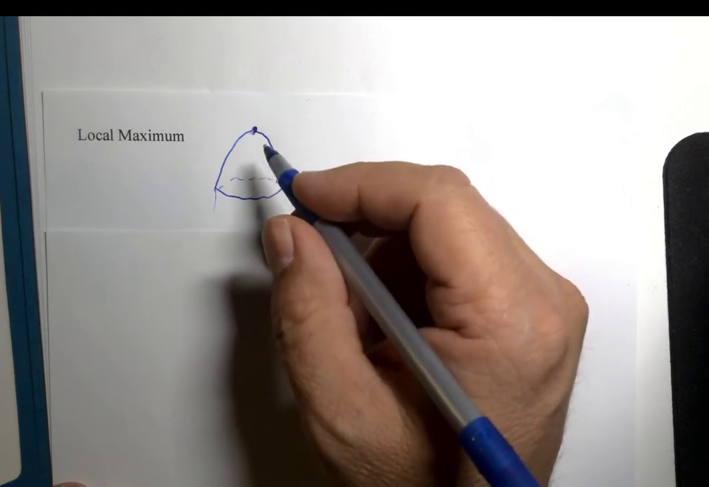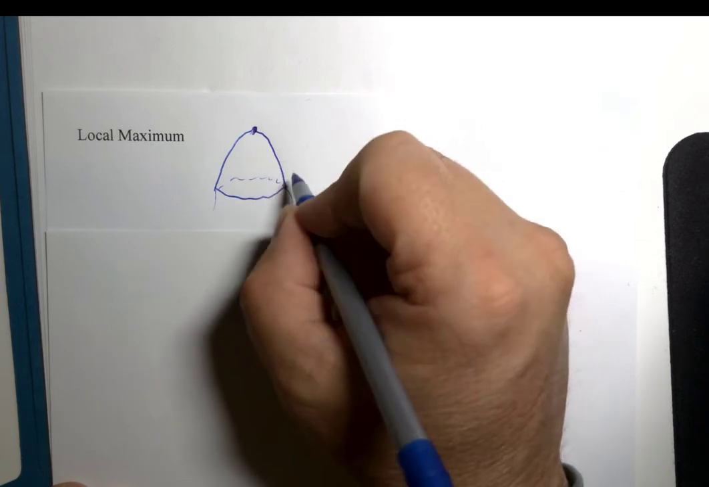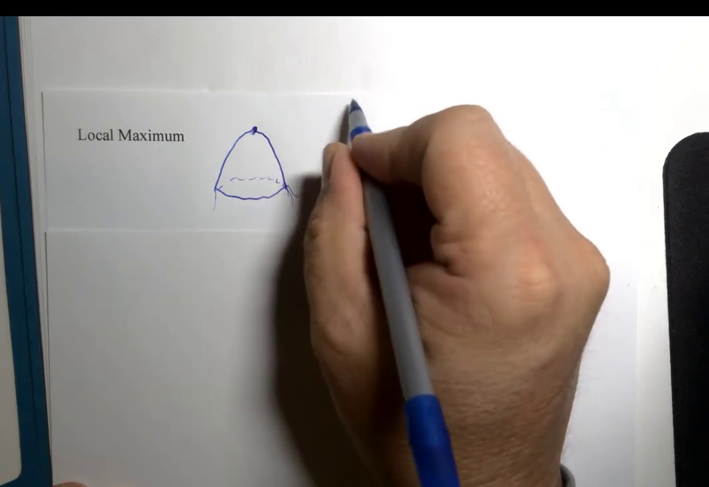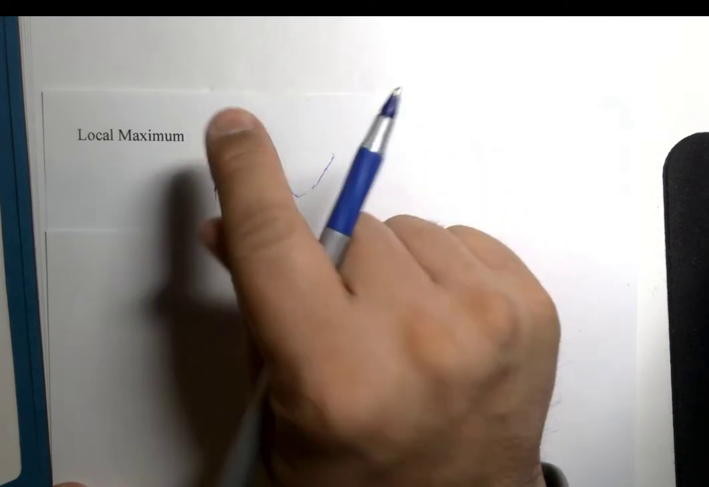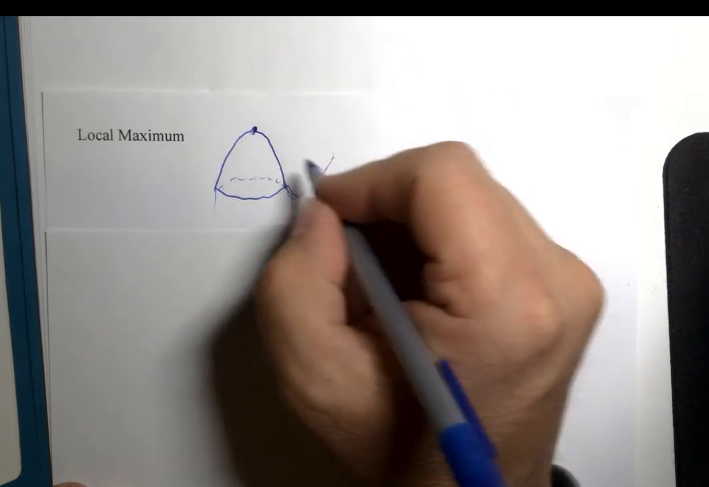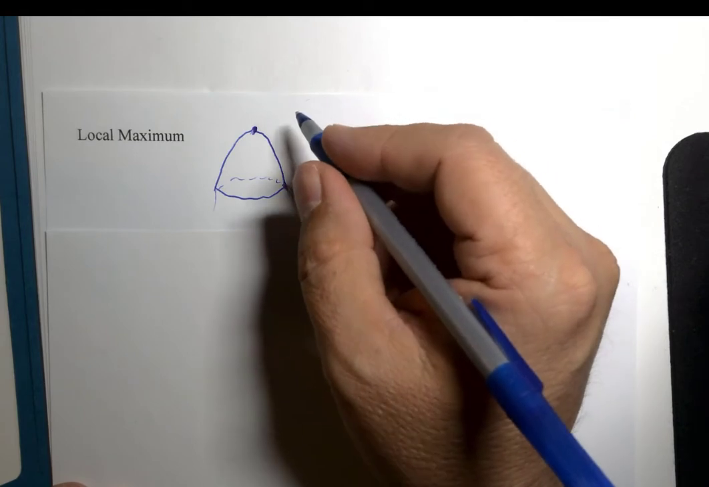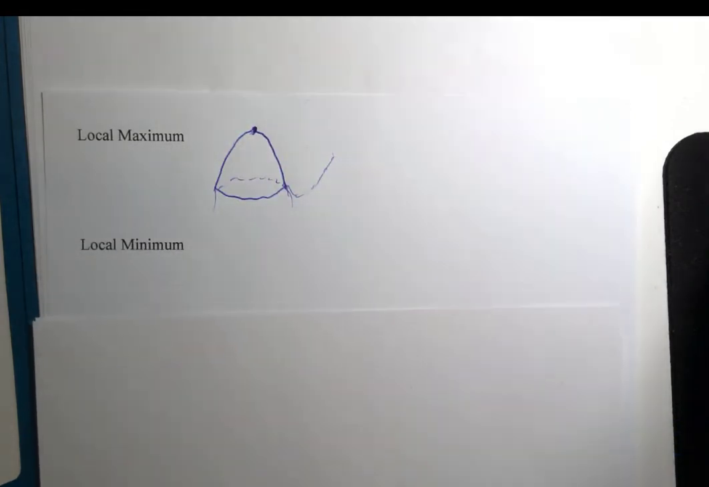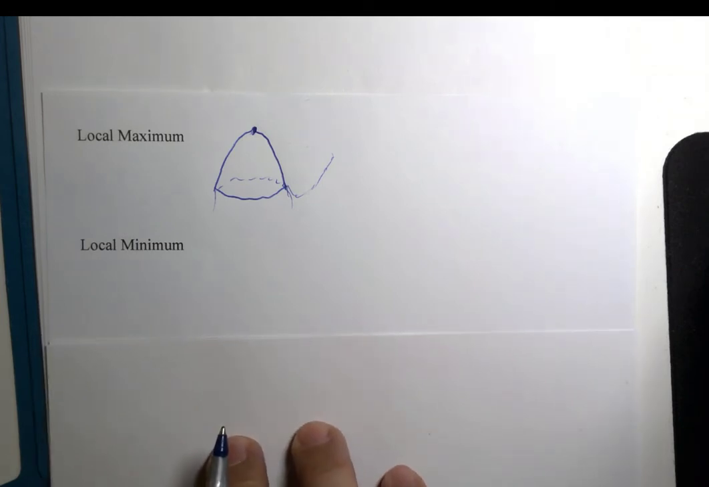But the definition of local maximum allows for the possibility that maybe the graph takes a turn and goes uphill afterwards, and it would be like some sort of a weird cake pan where there's a high point here but then it goes higher somewhere else. It's a local maximum. Of course, then that means we could have a local minimum.